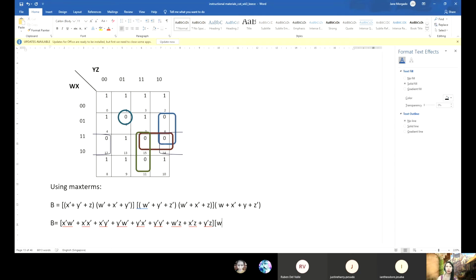So let's distribute w prime: plus w prime x prime plus w prime z. Okay. For y prime, so we have y prime w prime plus y prime x prime plus y prime z. Okay, and then for z prime, we have w prime z prime plus x prime z prime, and lastly you have z prime. Okay, so w prime x prime, w prime z, y prime w prime, y prime x prime, y prime z.